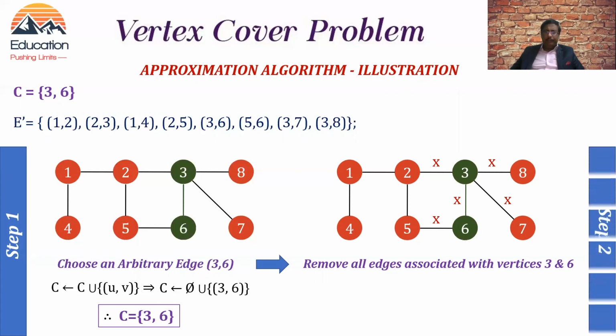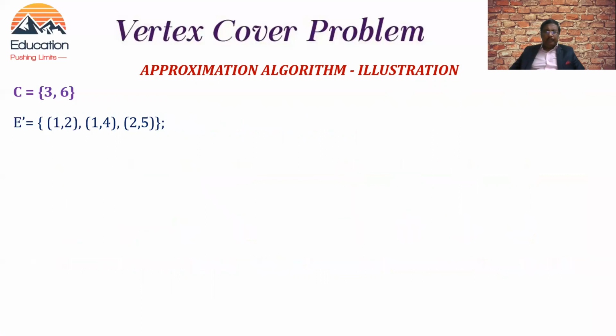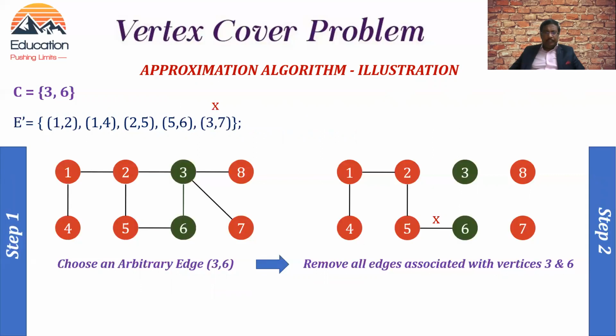Now I am going to remove 3, 6. As I remove 3, 6, in E dash also we are putting a cross mark towards 3, 6. We are removing 3, 6 out of E dash. Next I am going to remove 2, 3, and I have to remove 2, 3 from E dash. Similarly 3, 8, I have to remove from E dash. 3, 7 I have to remove. Then 6, 5 I have to remove. Now I have removed all edges associated with vertices 3 and 6.